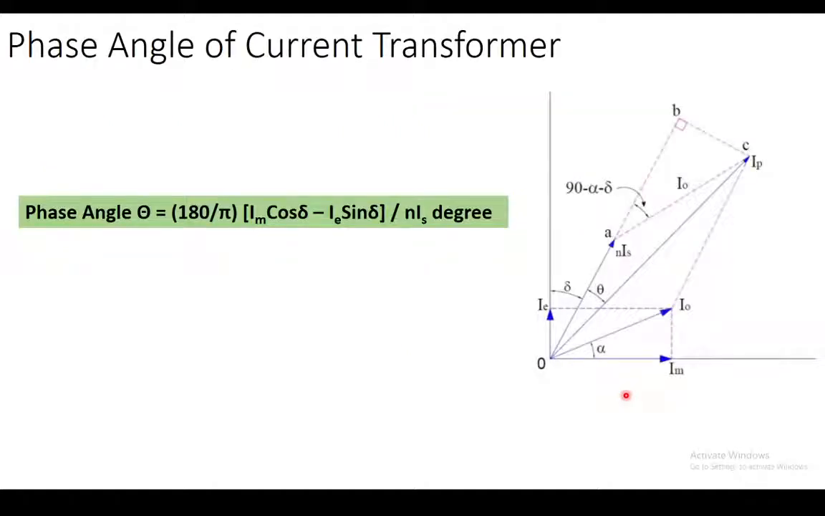So ito na yung phase angle of a current transformer. Na-derive lang din siya sa phasor diagram na to. Sasabihin ko na lang yung derivation, medyo mahaba eh. Ang formula is phase angle equals to 180/π times magnetizing current cosine delta minus core loss component sine angle delta all over yung reflected secondary winding, or N turns ratio times yung secondary current, or yung NIS na yun, pwede natin siyang tawagin na reflected secondary winding, which is the unit of this phase angle must be in degrees.